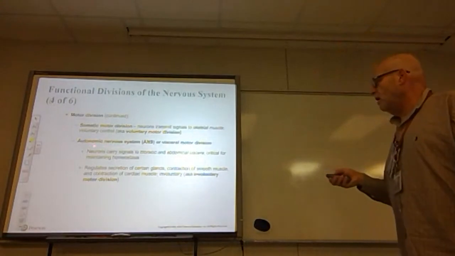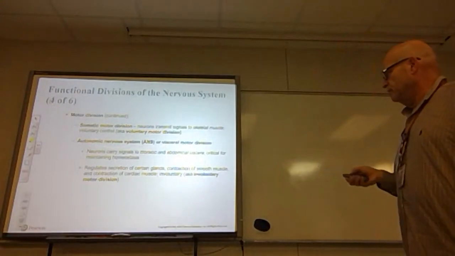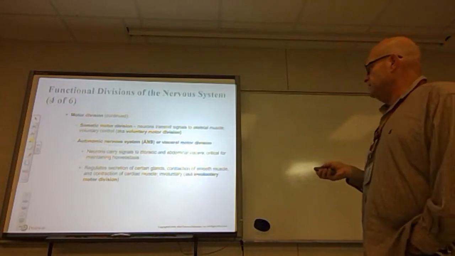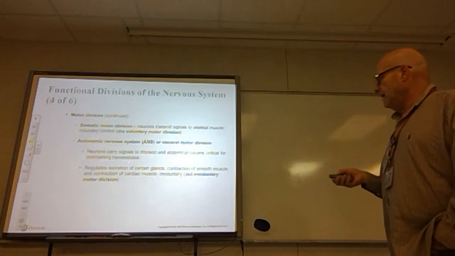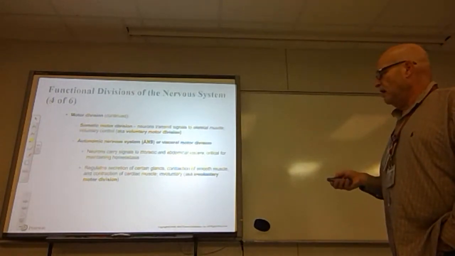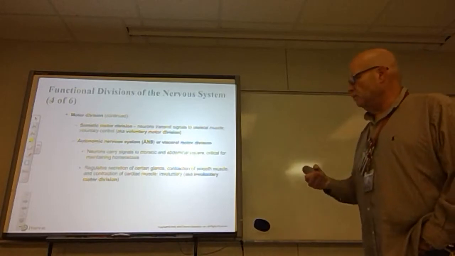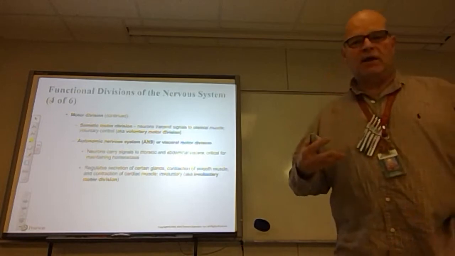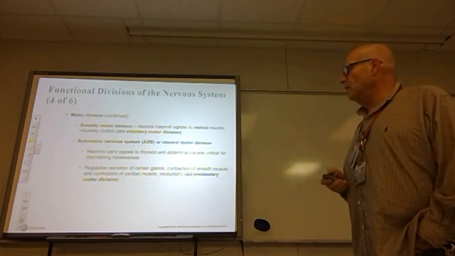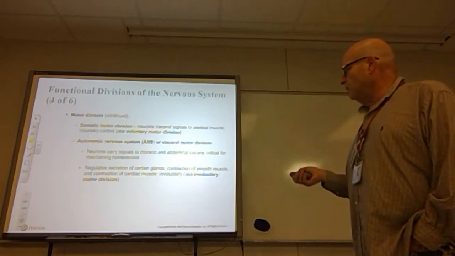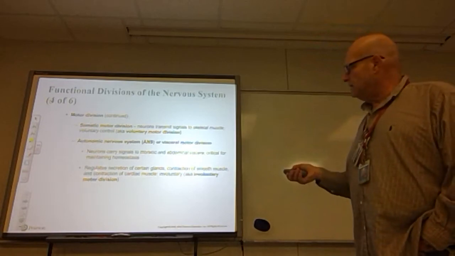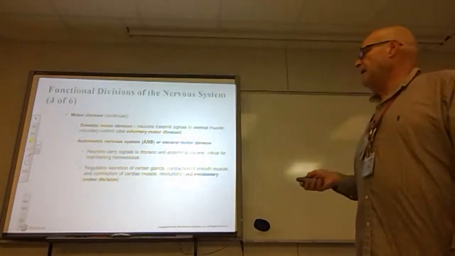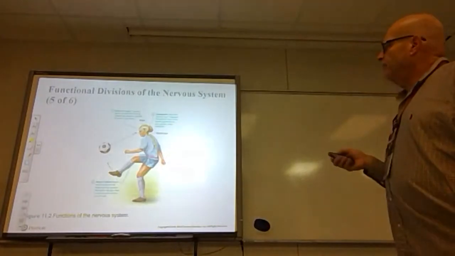Then there's the autonomic nervous system, or visceral motor division. These neurons carry out signals to the thoracic and abdominal viscera. They're critical for maintaining homeostasis. They regulate secretions from glands. They contract smooth muscle and cardiac muscle. These are involuntary, the involuntary motor division. If something truly exciting is happening, you get that signal and your heart rate may speed up. As you start to relax, then your heart rate goes back down.